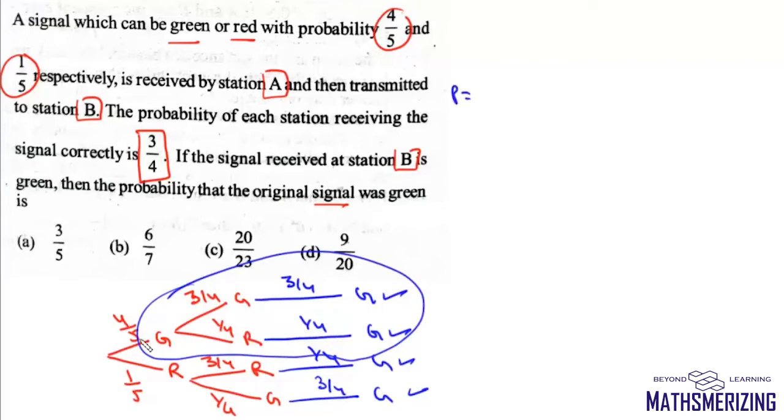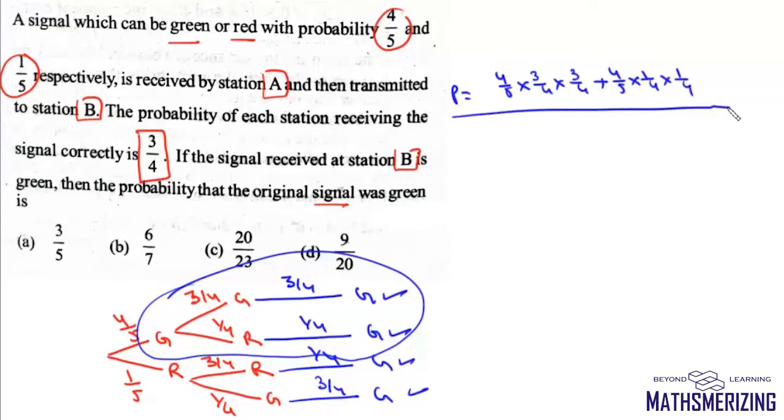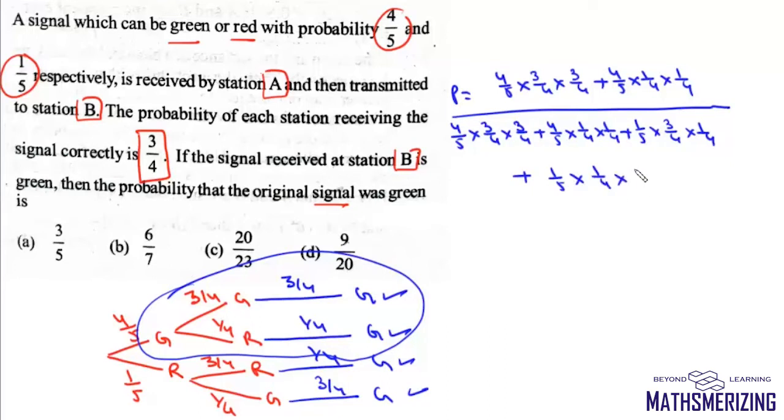So this probability will be 4 by 5 into 3 by 4 into 3 by 4 plus 4 by 5 into 1 by 4 into 1 by 4, divided by 4 by 5 into 3 by 4 into 3 by 4 plus 4 by 5 into 1 by 4 into 1 by 4 plus 1 by 5 into 3 by 4 into 1 by 4 plus 1 by 5 into 1 by 4 into 3 by 4. Now all these denominators, they'll get cancelled.